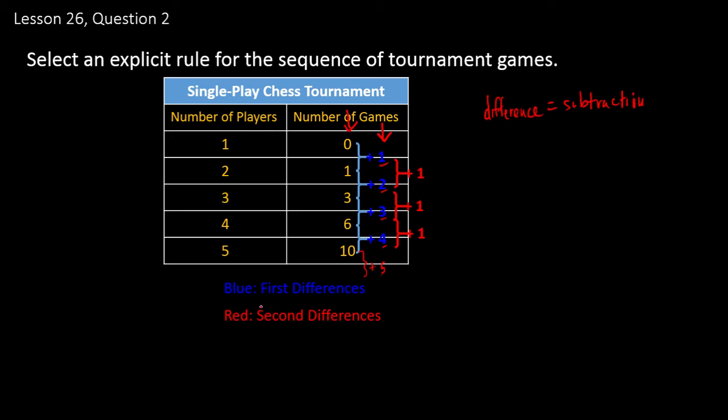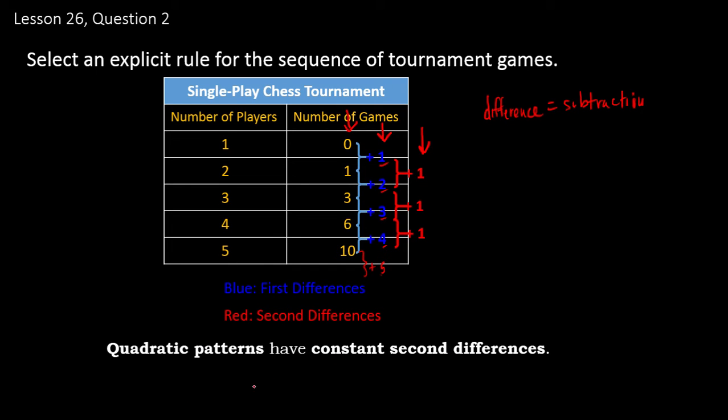So my first differences happen from the original data set. Now I take those first differences and I find the differences between them. Those are my second differences. And notice that this is a constant number. It's just 1 over and over and over again. According to our lesson, if I have constant second differences, that means I have a quadratic pattern happening.